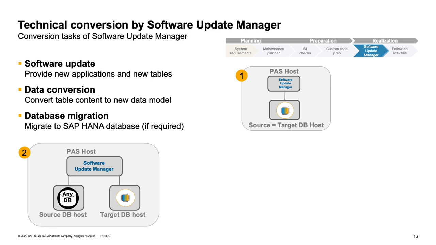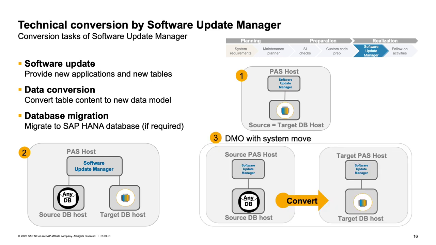It's worth mentioning that this conversion process is an in-place procedure from the perspective of the application server. This remains, but nevertheless, there is an option for the migration case to even move the application server. We call this DMO with system move. So this allows you to convert and to transfer the complete system into a different data center or even to a hyperscaler.